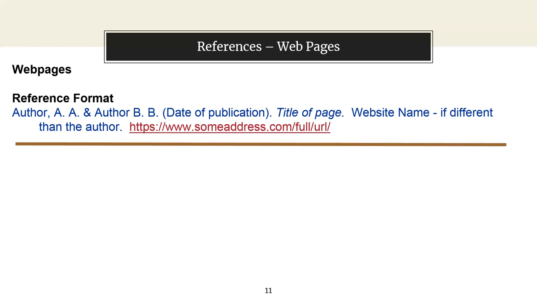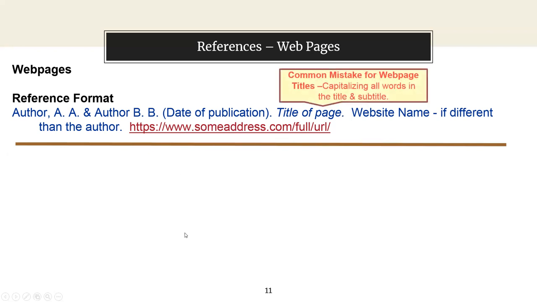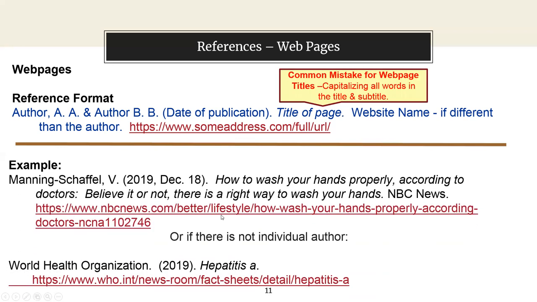I just read a paper last week for a student, and the student had only included the website address. You have to include the actual link to the web page for where you got your information from. Because if you only include the website address, that'll take your reader to the website address, but then they're going to be, you know, having to search around the website itself, all the web pages, to find your information. So here is a couple of examples.